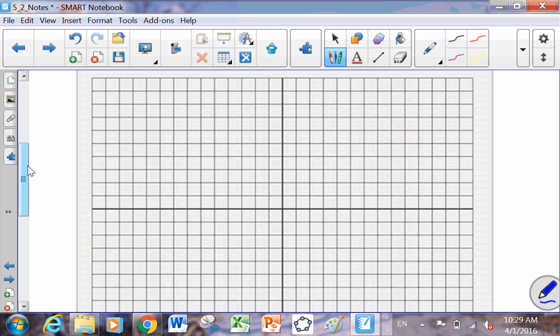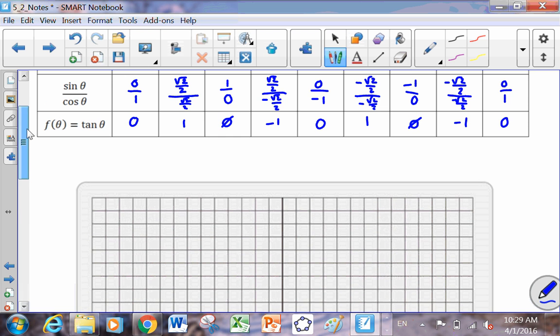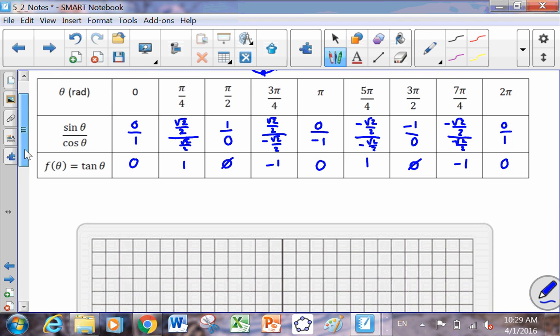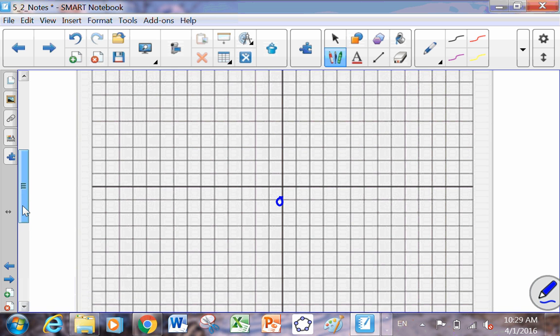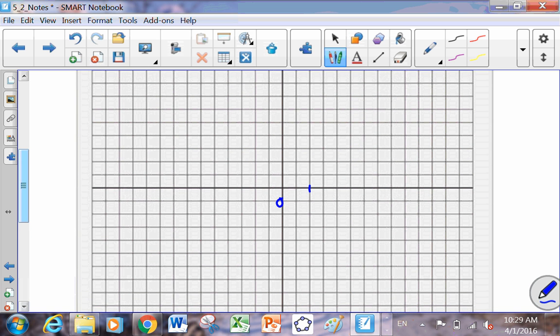So when we graph it here, we start at 0 and we realize that, oh, I don't have my graph. Oh, we're okay. So we see that at pi over 2 and 3 pi over 2, it's undefined. Okay, so I'm going to come here, pi over 2 and 3 pi over 2 is going to be undefined. That means we're going to have asymptotes here.